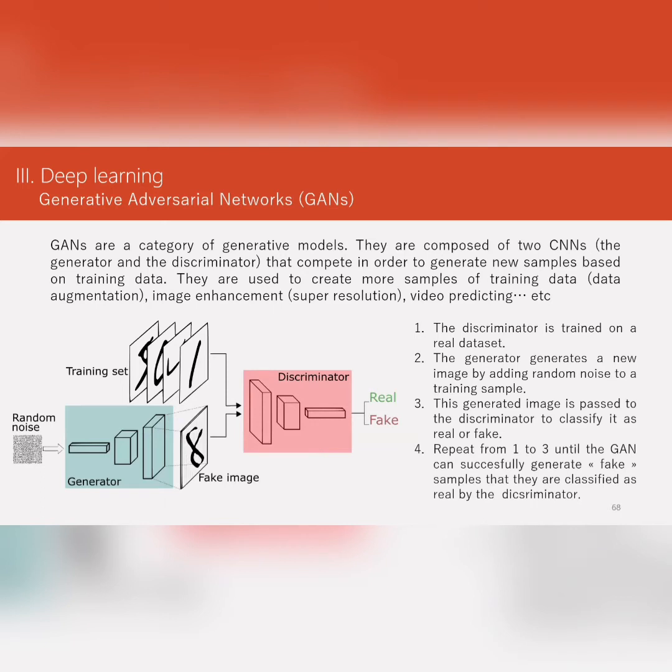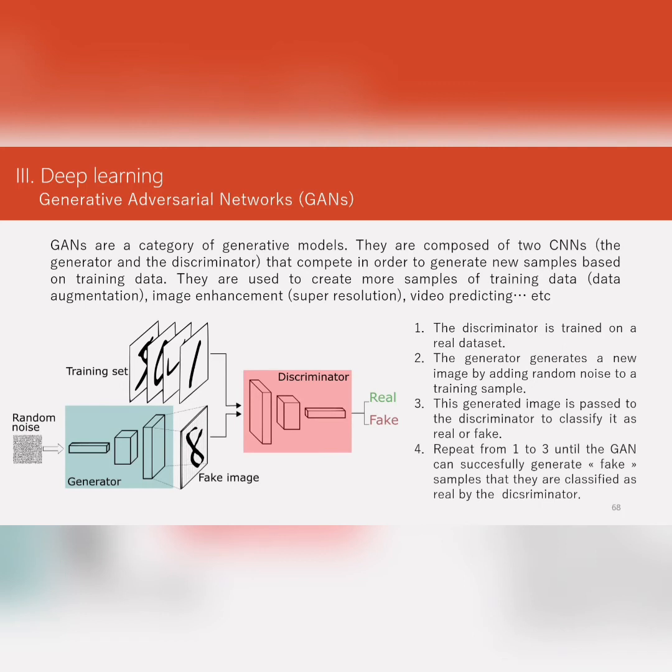GANs, or generative adversarial networks, are another type of neural networks, and they belong to the generative models. So this means that based on inputs, they can generate new different outputs. They are composed of two CNNs. We have the generator and the discriminator that compete one against another in order to generate new samples based on training data.